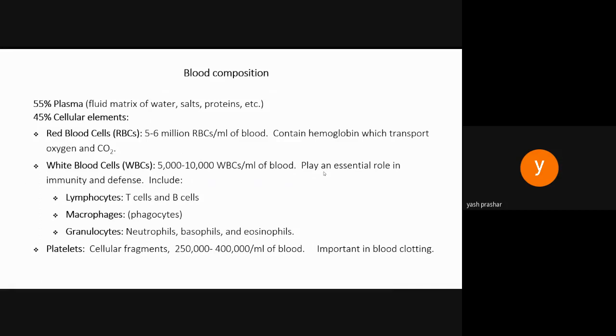The plasma matrix is a pale yellow liquid, and it is 55% of total blood, whereas the formed elements include red blood cells, white blood cells, and platelets, and they make up 45% of the total blood. If we want to see these two components separately, we can take out the hematocrit, which is basically packed cell volume.